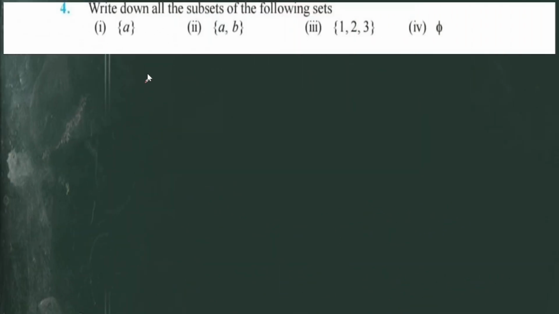So now I will solve question number 4. Write down all the subsets of the following sets. Very simple. So what is the subset of this set? First we will write the empty set, or you can write phi, and the singleton set. So the singleton set is the set itself. So this is the answer. Or we can write phi comma A, the singleton set A.